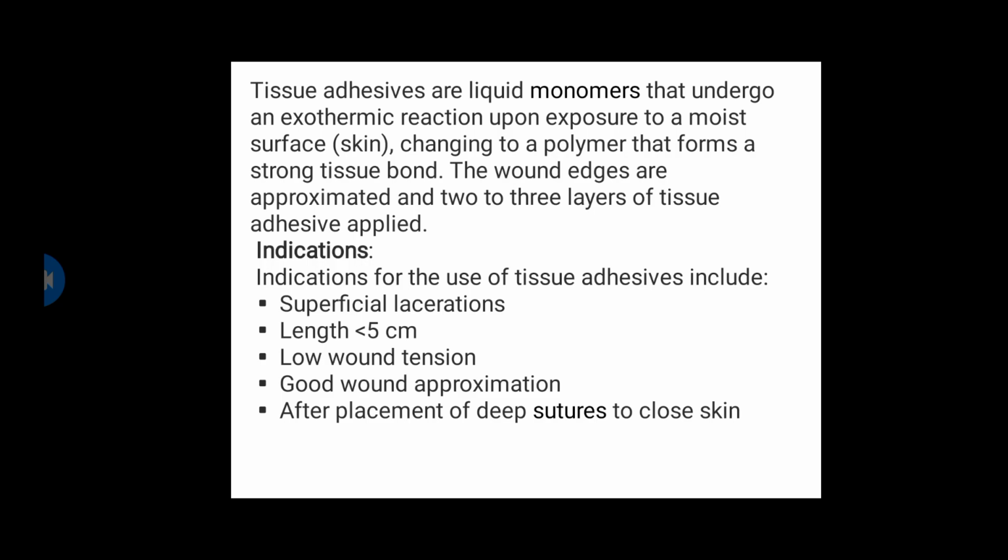So tissue adhesives are liquid monomers that undergo an exothermic reaction upon exposure to a moist surface, changing into a polymer that forms a strong tissue bond. The same thing we can experience with Quick Fix or Fevikwik. If those fall on our fingers, what happens? It releases heat. Like that, tissue adhesives also undergo an exothermic reaction that produces a polymer which forms a strong tissue bond. The wound edges are approximated and 2 to 3 layers of tissue adhesive are applied.